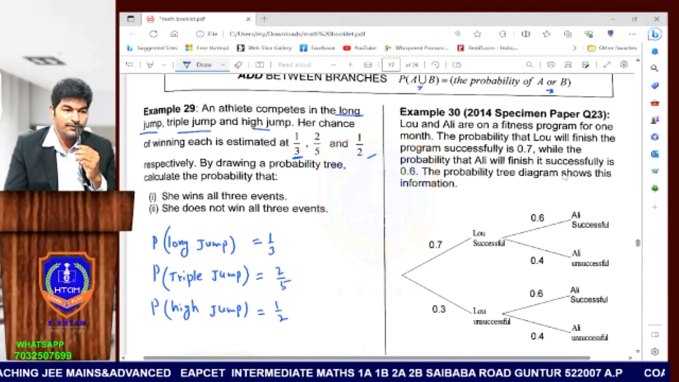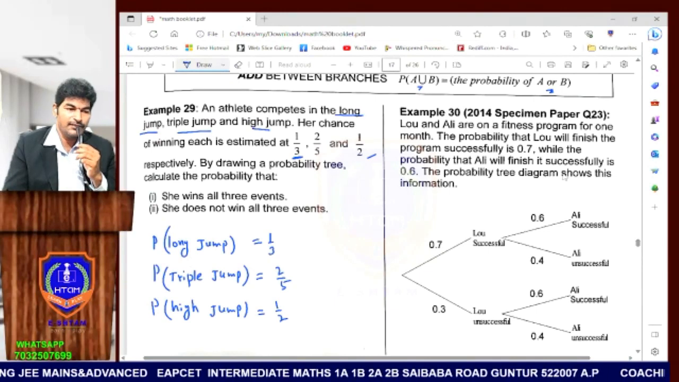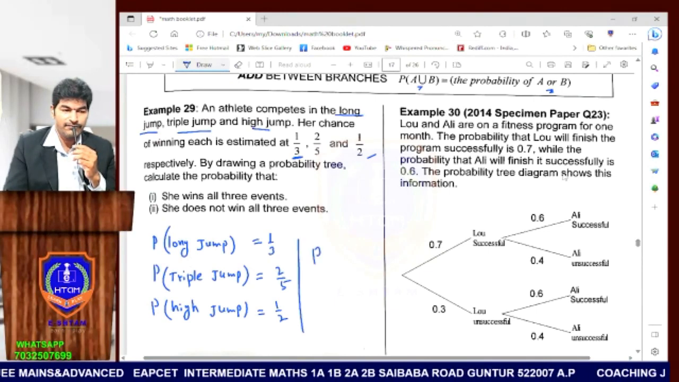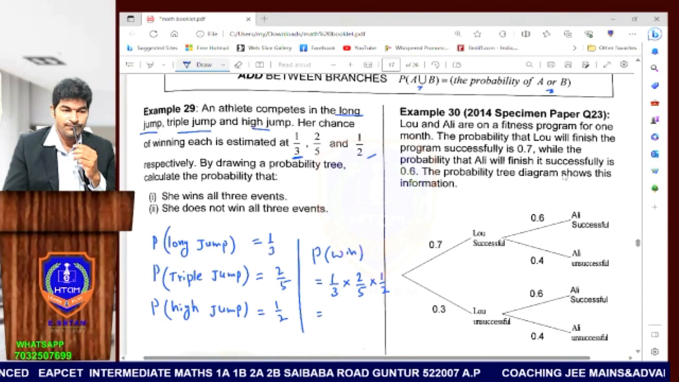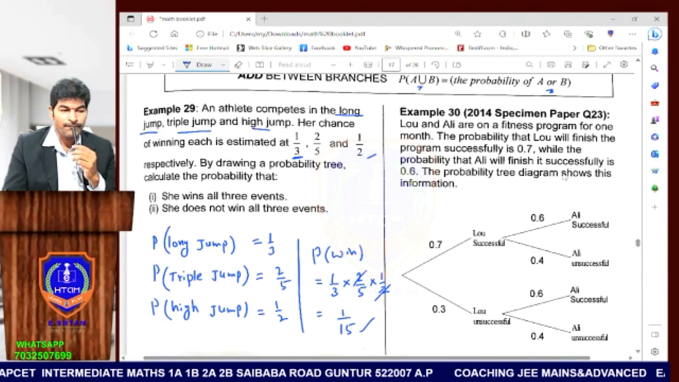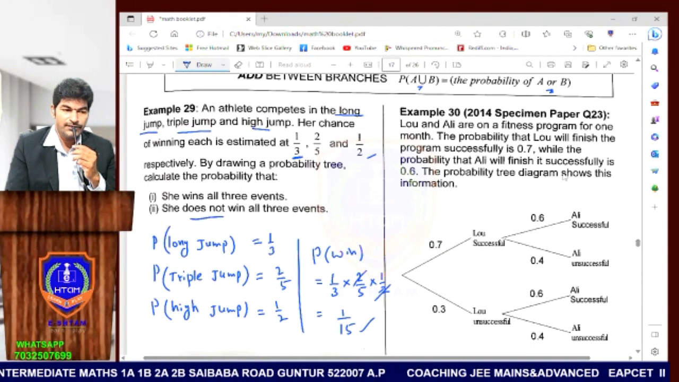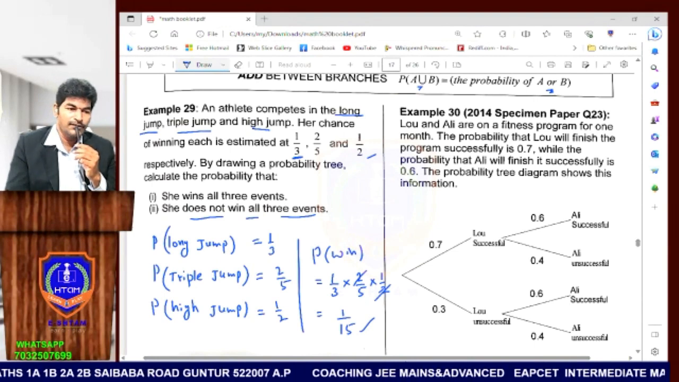By drawing a probability tree, calculate the probability that she will win all three events. You should multiply because all are happening, so 1/3, 2/5, and 1/2. You can cancel the 2s, and the answer is 1/15. Understood? Now, she does not win all three events, so she should fail at least one event. Do the complement of this.